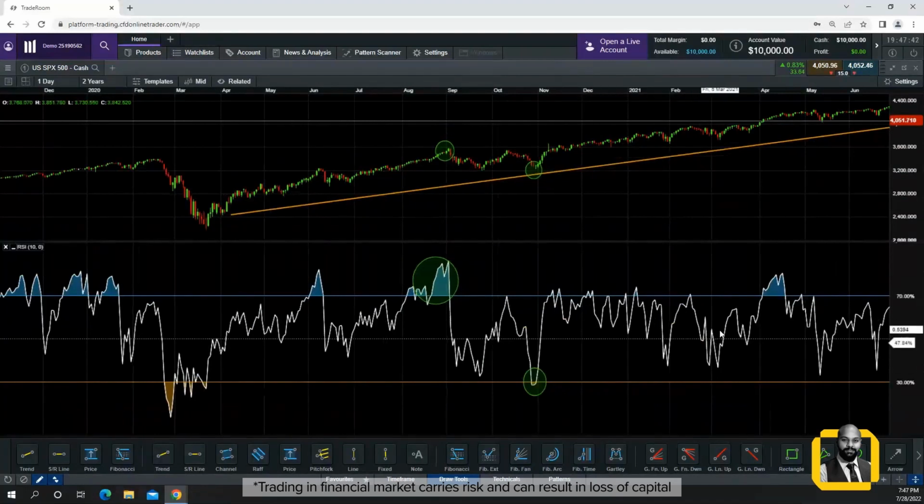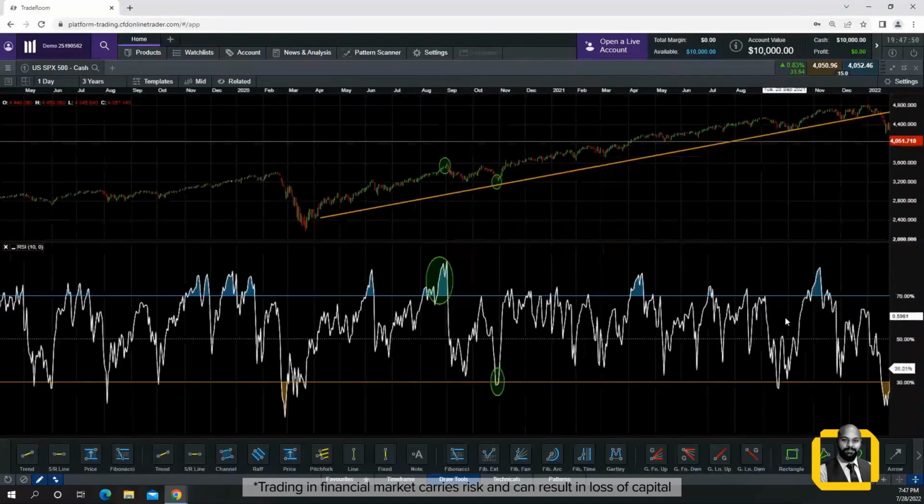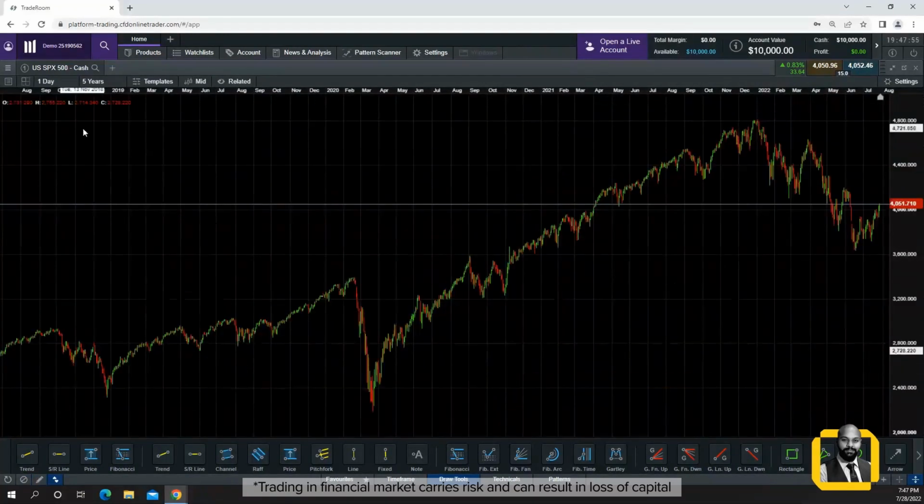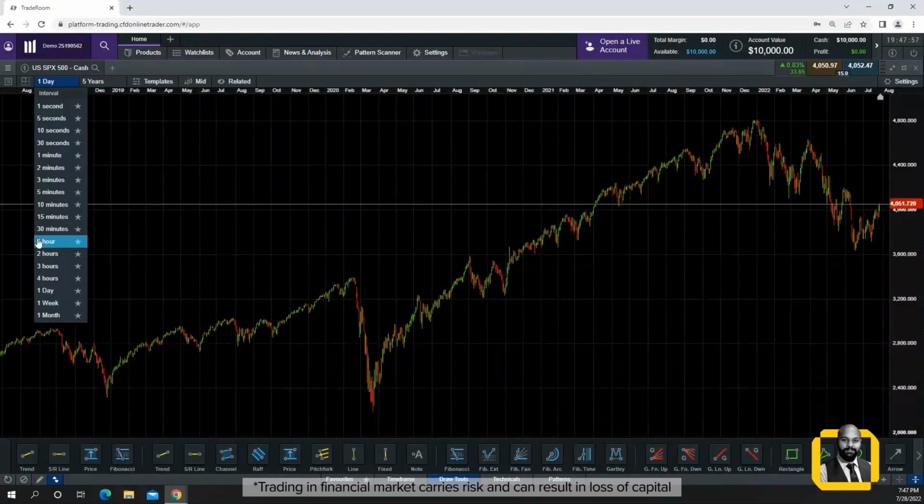And basically, these are very, very basic. You cannot completely depend on just overbought and oversold, like I told you earlier. You need to combine these with a few other indicators to get a solid indication of the opportunities. Now, let's look at a very small time frame.